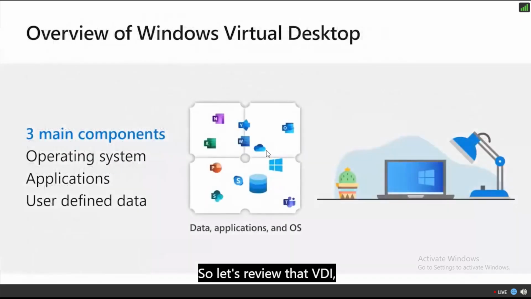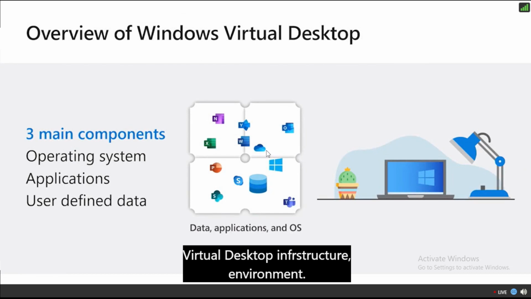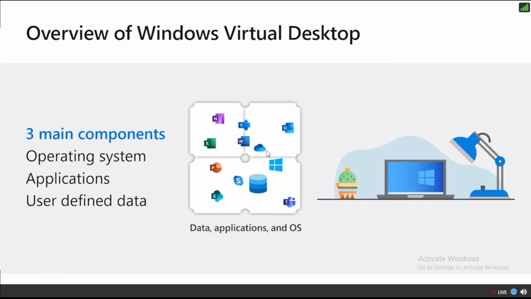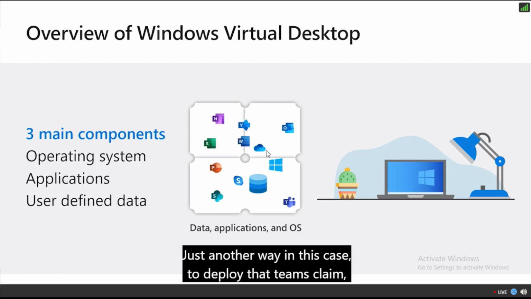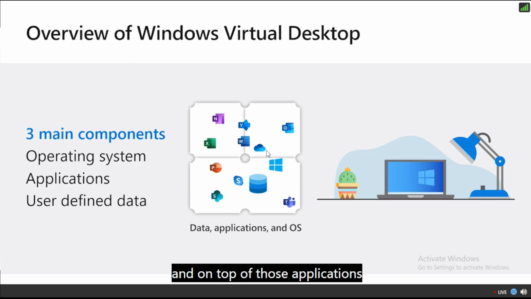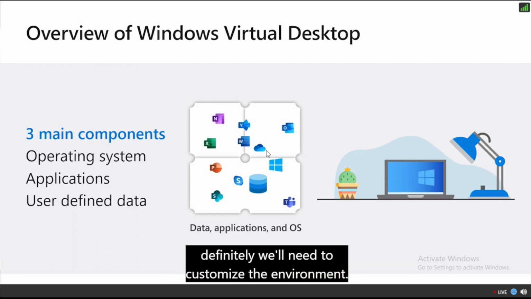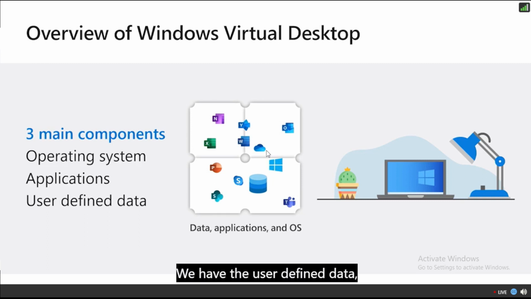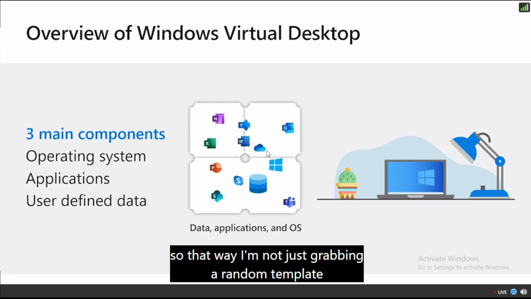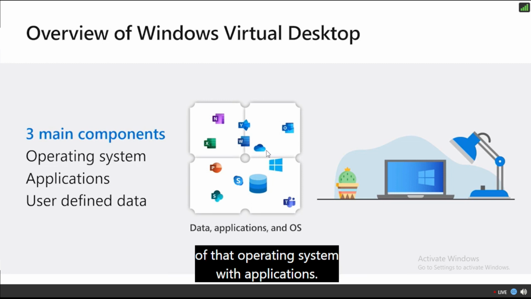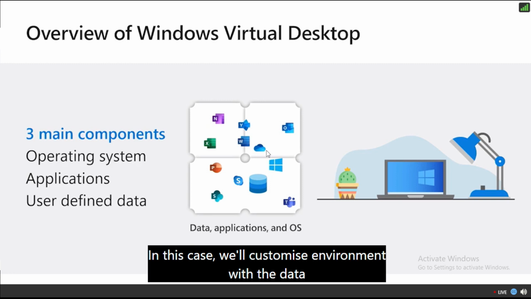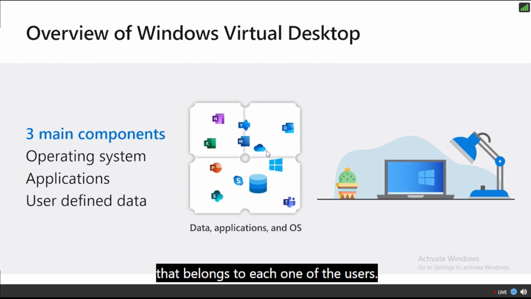So let's review VDI, the Virtual Desktop Infrastructure environment. VDI is another way to deploy the Teams client, and we have 3 main components. The first one will still require the operating system. On top of the operating system, we'll deploy applications. And on top of those applications, we'll need to customize the environment. Each user has their own profile and user-defined data. That way, I'm not just grabbing a random template of the operating system with the applications. Instead, we customize the environment with the data that belongs to each one of the users.